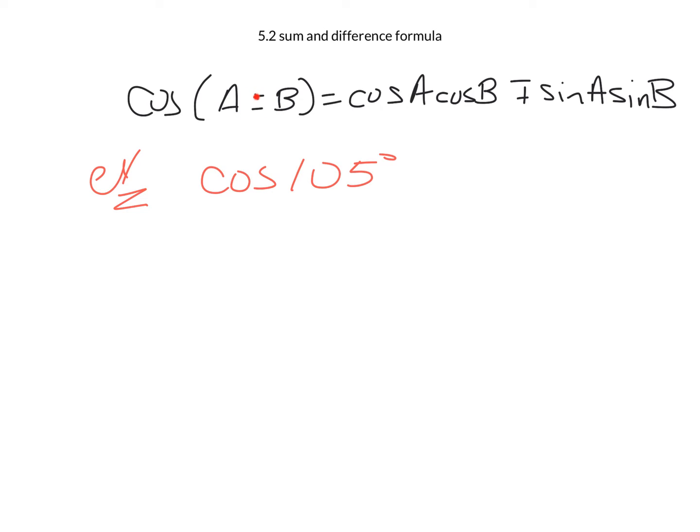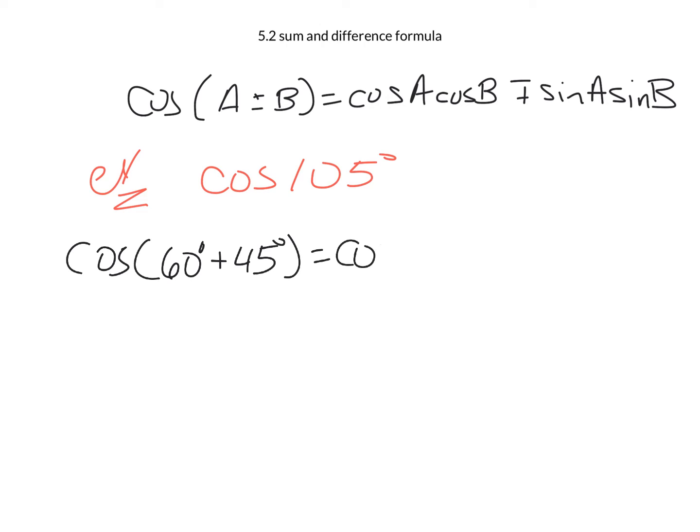Notice here that when this is plus, you're subtracting these two. And when you're subtracting two values, you're going to be actually adding. So for example, cosine of 105. There are multiple ways you can go about this, whether it's subtraction or addition, depending on what you are more comfortable with and what you find to work. In this case, two numbers that add up to get 105 that are on your unit circle. I'm going to say 60 and 45 degrees.